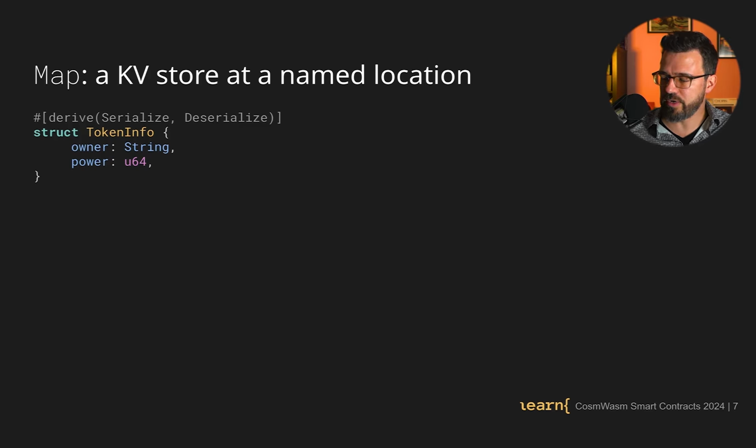So let's take a TokenInfo struct. Remember that in CosmWasm storage, we're always storing something that's typed. It can be any type that is serializable and deserializable, since it needs to be serialized to be stored in storage and deserialized from those bytes into your type. But it can be any type that fits those requirements.